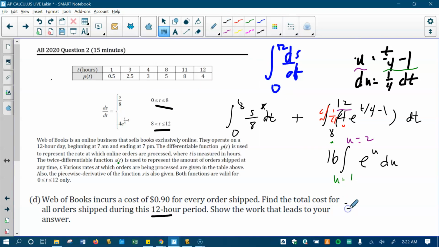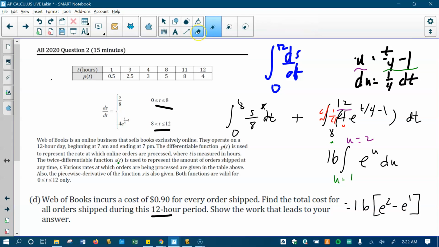Doing top minus bottom, the antiderivative of e to the u is e to the u. I'm going to get 16. Then I'm going to get e to the second minus e to the first. And that's going to be the first part of the answer. I'm going to add to it the other half in just a minute.